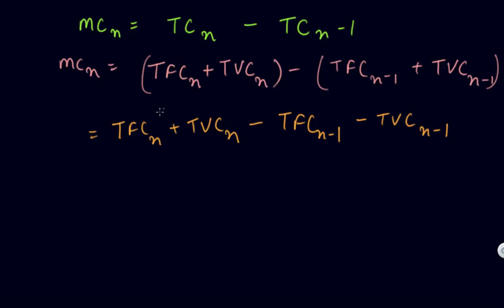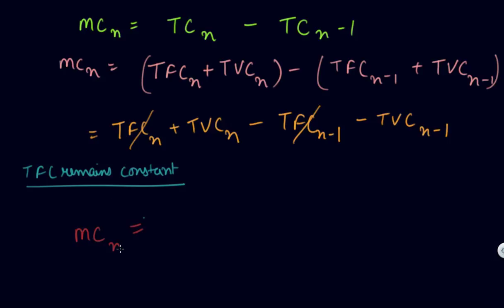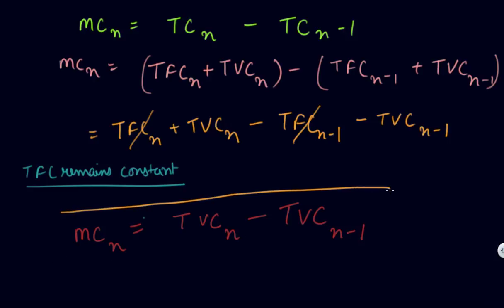So what you can do, you can cancel this out. Why? This is because your TFC remains constant, the same. So you can cancel these out, whether it is n term or n minus 1 term, total fixed cost will be the same. So we've derived this formula, which is your marginal cost of nth term is equal to total variable cost of nth term minus total variable cost of n minus 1 term. So this is the formula we've derived.